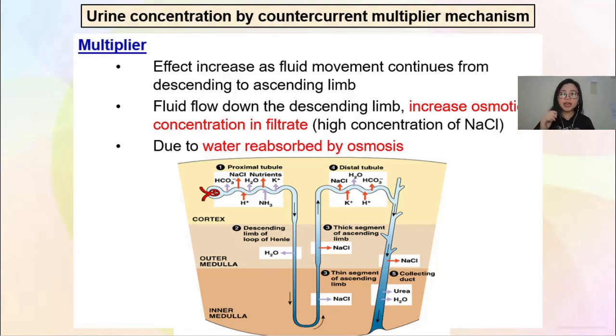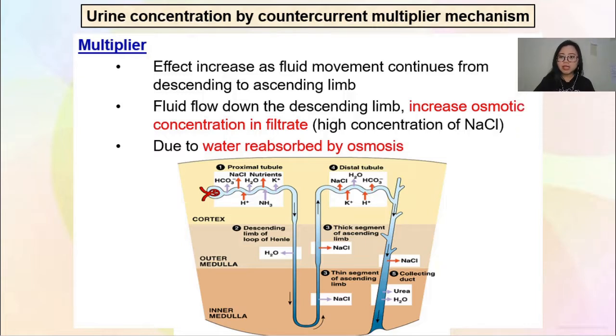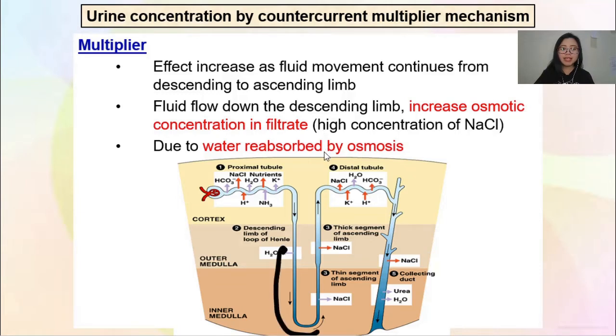Okay, next keyword, multiplier. Multiplier, efek dia semakin berganda. The effect will increase as fluid movement continues from descending to ascending limb. When the fluid flows down the descending limb, they increase the osmotic concentration in the filtrate. That means when it is going down, there is high concentration of sodium chloride in the fluid that is in the loop of Henle, because water is being absorbed by osmosis. Kita boleh cakap increased osmotic concentration, kita boleh cakap high concentration of NaCl.